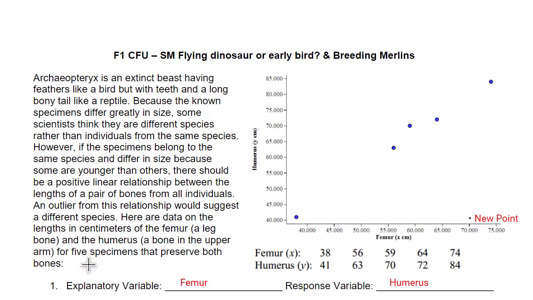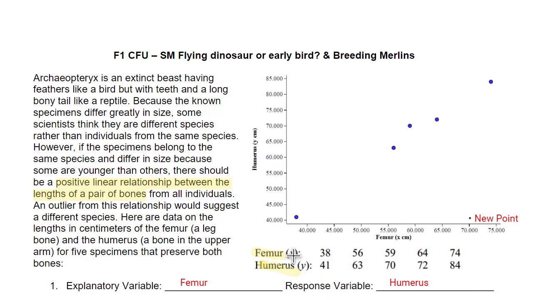Here are the data on the lengths in centimeters of the femur, a leg bone, and the humerus, a bone in the upper arm, for 5 specimens that preserve both bones. So first of all, we're looking at the relationship between the lengths of the pair of bones. And what are the pair of bones? They are the femur, let me highlight that, and the humerus, okay?